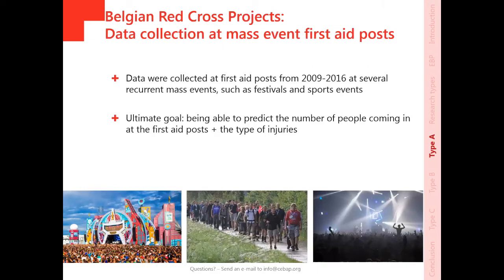This is a national project occurring in Flanders only, and when mass events take place, such as festivals or large sport events, a Red Cross team is always present to provide first aid to those in need. What we did is we collected data at those first aid posts from 2009 to 2016 of all people who entered into these posts and required help.